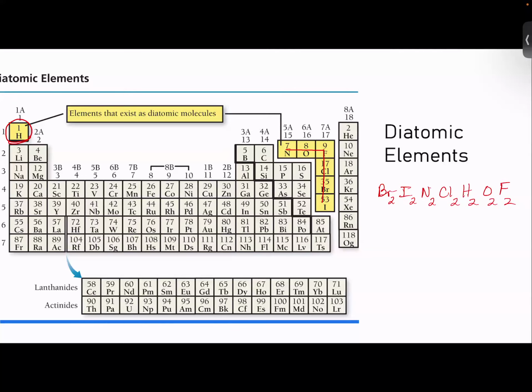And to name these diatomic molecules, we simply give the name. So in other words, Br2 is bromine. H2 is hydrogen. We give the elemental name for these. So O2 is oxygen. And so on and so forth.